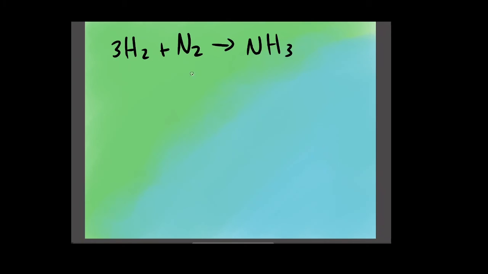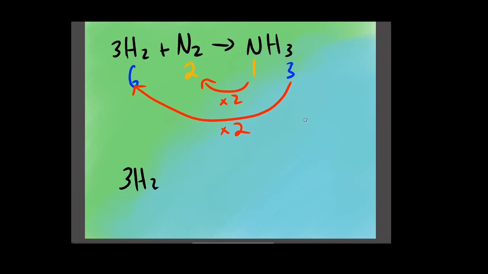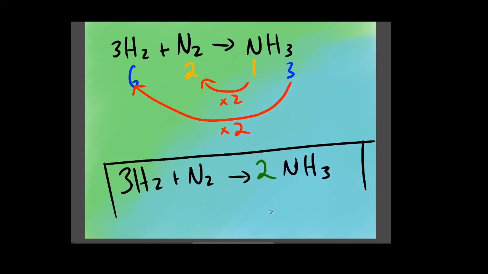Hopefully that wasn't too challenging. There are 6 hydrogen atoms and 2 nitrogen atoms on the reactant side, whereas there are 3 hydrogen atoms and 1 nitrogen atom on the product side. Since 1 times 2 equals 2 and 3 times 2 equals 6, only one coefficient needs to be changed, and that is the coefficient of the product side. Therefore, the final equation would be 3H2 plus N2 creates 2NH3.